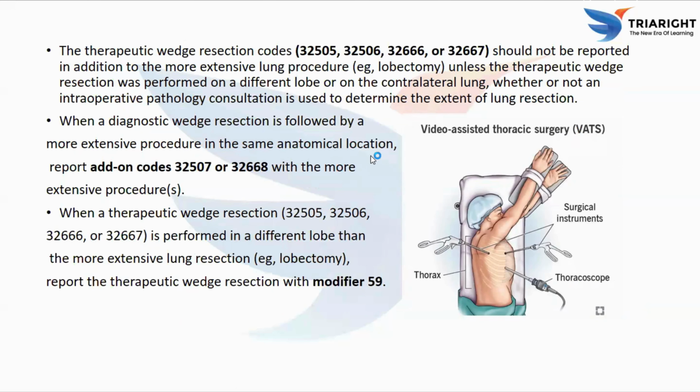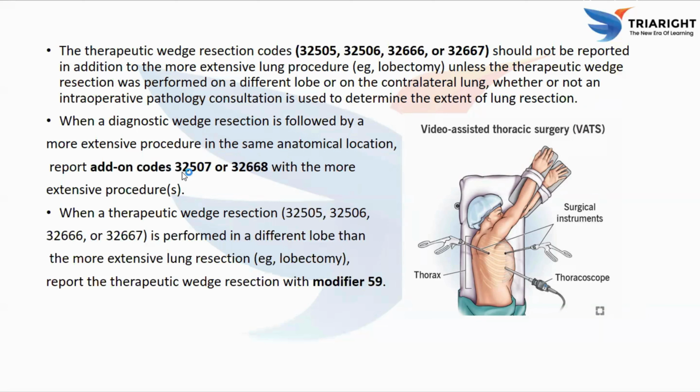So, therapeutic wedge plus more extensive resection. A therapeutic wedge resection is considered a part of a larger resection when it is performed in the same lobe or the same anatomic location. So CPT views the wedge as bundled into the definitive procedure. The therapeutic wedge codes involved here are 32505, 32506 for the open approach and 32666, 32667 for the VATS approach. Do not report these with lobectomy, segmentectomy, etc. if it is done in the same lobe.